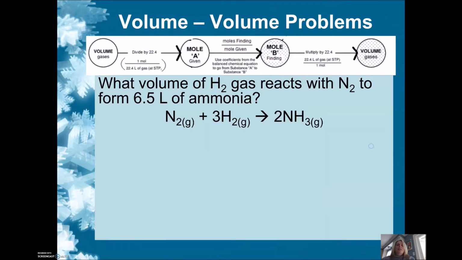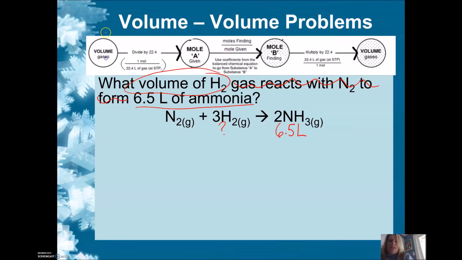So here is a reaction of nitrogen with hydrogen gas to produce ammonia. And I want to know what volume of hydrogen gas reacts with nitrogen to produce 6.5 liters of ammonia. So I'm starting with 6.5 liters of ammonia, NH3. I want to find the volume of hydrogen gas. Don't ignore all this extra wording. So just what are we trying to find and what are we starting with?